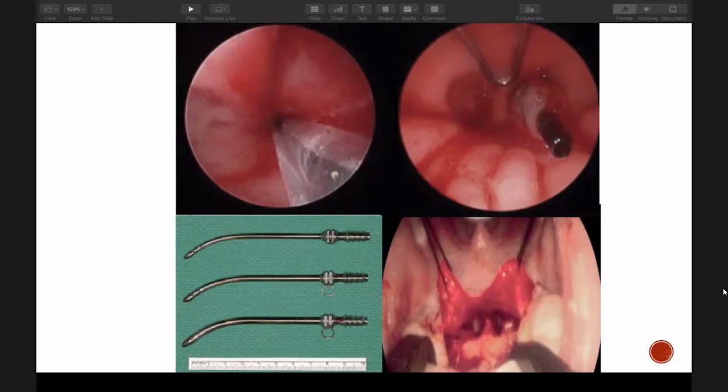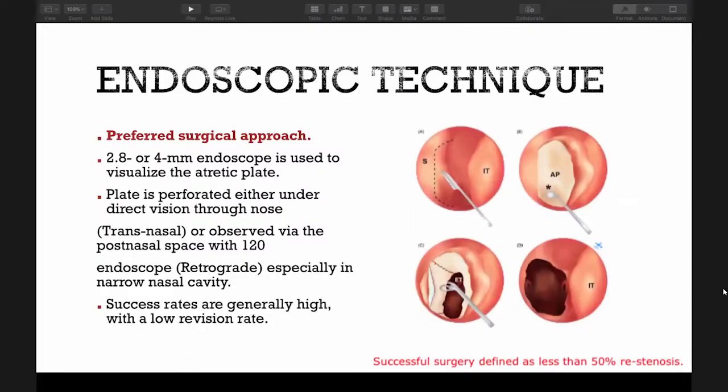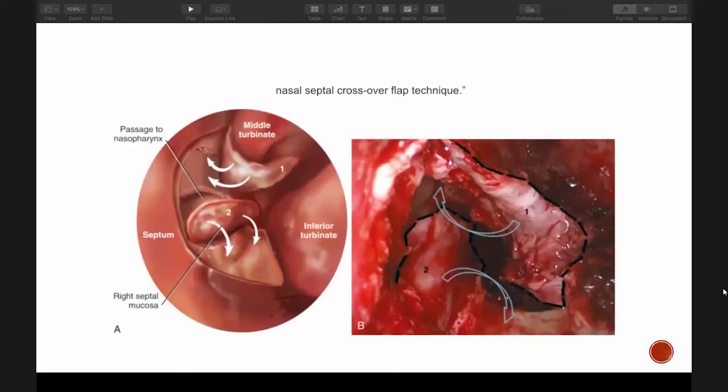In the picture below, we have the instrumentation that is used for transnasal puncture, and then we have the transpalatal approach. For the endoscopic technique, it's preferred to use a 2.8 up to 4 mm endoscope to visualize the atretic plate. Then it will be perforated under direct vision through the nose, using a transnasal endoscope if the nasal cavity is narrow. The success rate is high with a low revision rate. Sometimes we use the nasal septal cross-over flap technique. This technique has a very low incidence of recurrence of the stenosis.